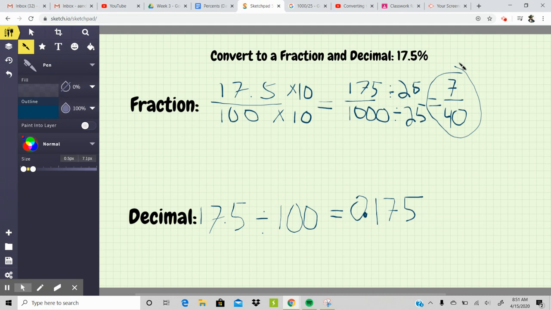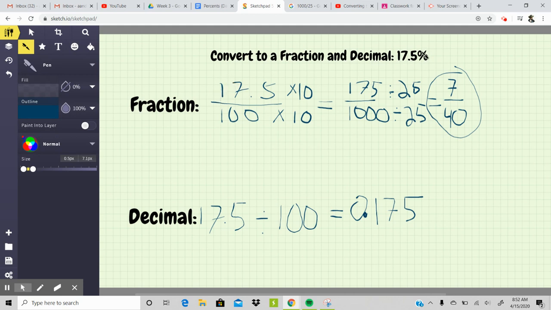So in this video, we're converting from a percent to a fraction and a decimal, as opposed to in the last video where we had a fraction or a decimal and we converted it to a percent. And I'll walk you through my steps here.